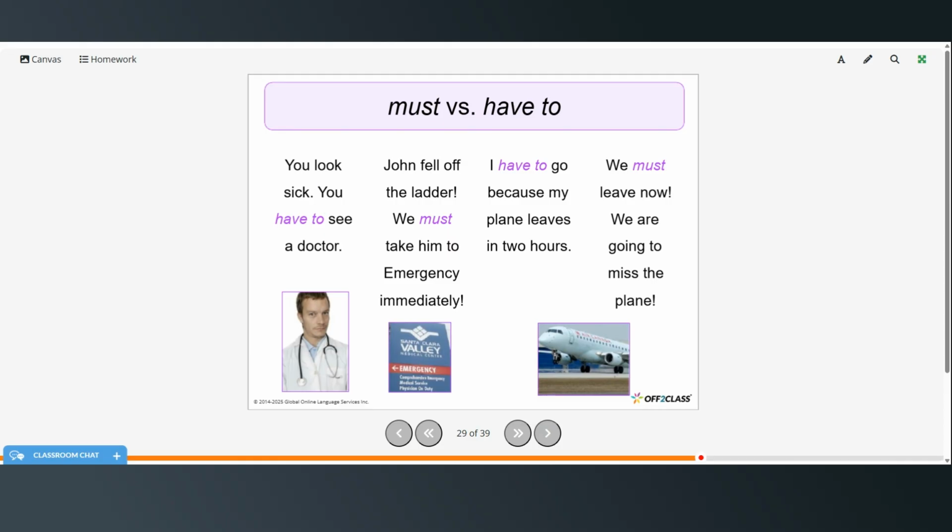You look sick. You have to see a doctor. Jacob fell off the ladder. We must take him to emergency immediately. I have to go because my plane leaves in 2 hours. We must leave now. We are going to miss the plane. So this is just showing that must is a little bit stronger than have to.